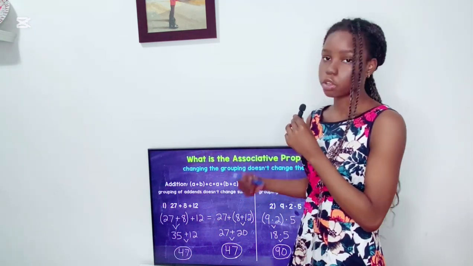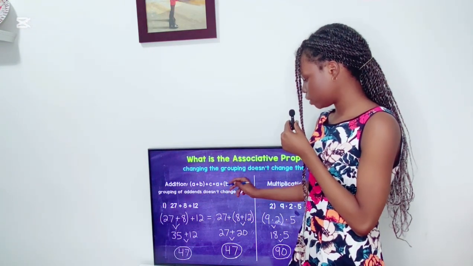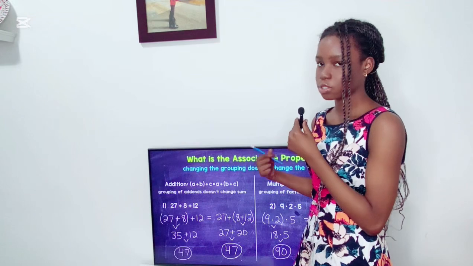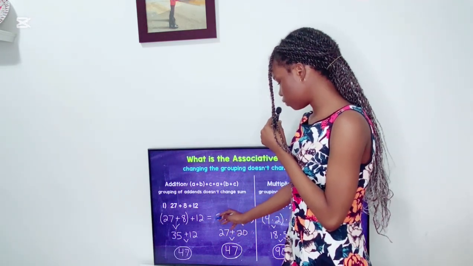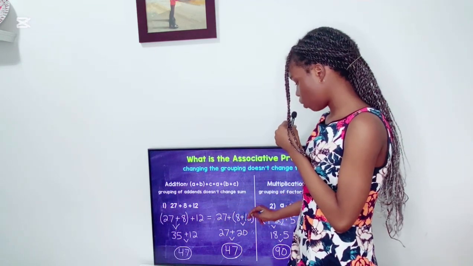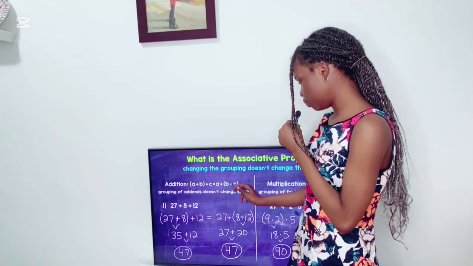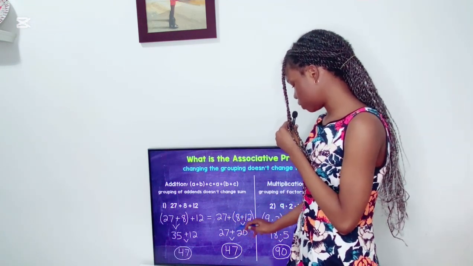But let's do it the other way around. We're going to take B plus C first, and let's see if it's going to give us the same answer. What I mean by this is, instead of the 27 and the 8 going first, the 8 and the 12 are going to go. So B plus C is going to go. So 8 plus 12 will give us 20.